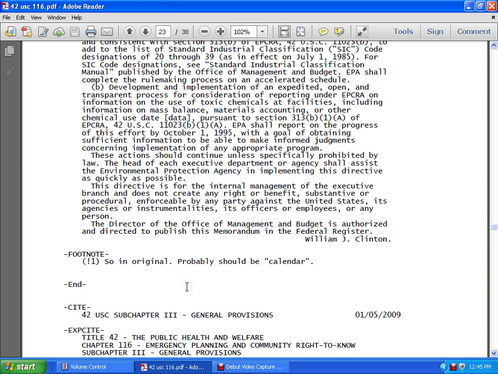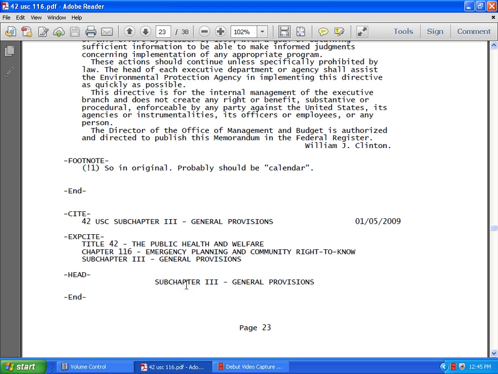Explanatory note 1: Title 42, the Public Health and Welfare, Chapter 116, Emergency Planning and Community Right-to-Know, Subchapter II, General Provisions.